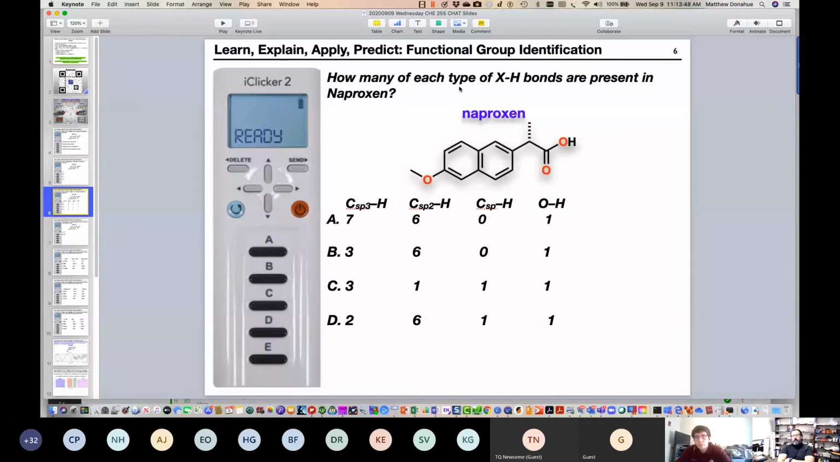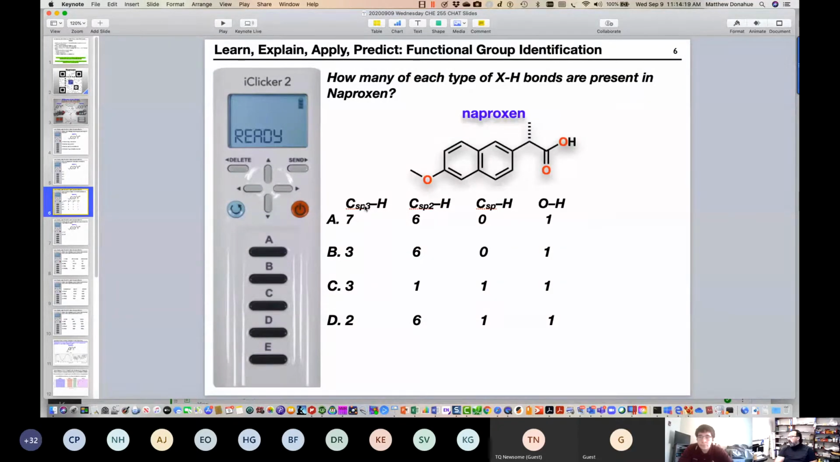So let me give you a hint. I'm not talking about the total hydrogen count for each of those. So I'm not talking about the total H count. I'm talking about the types. So how many different sp3 hybridized carbon H types do you see? And the same thing for sp2 and the same thing for sp.